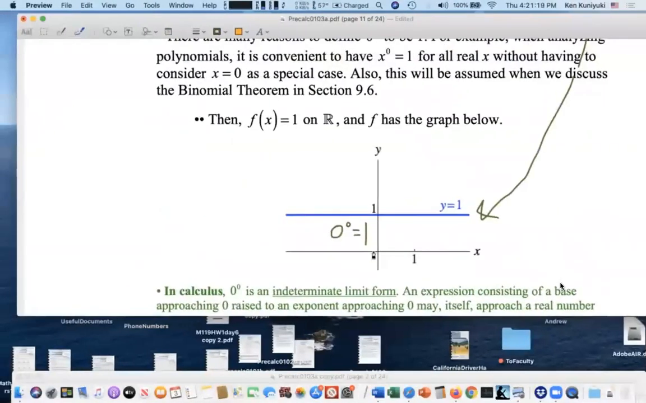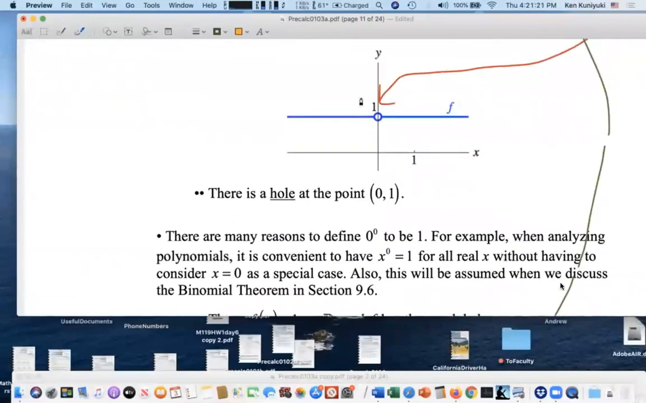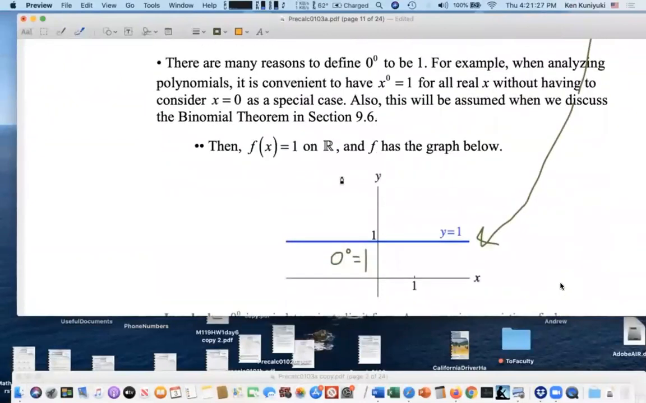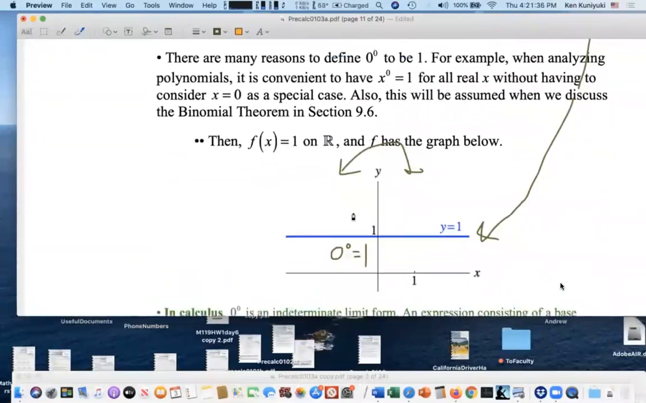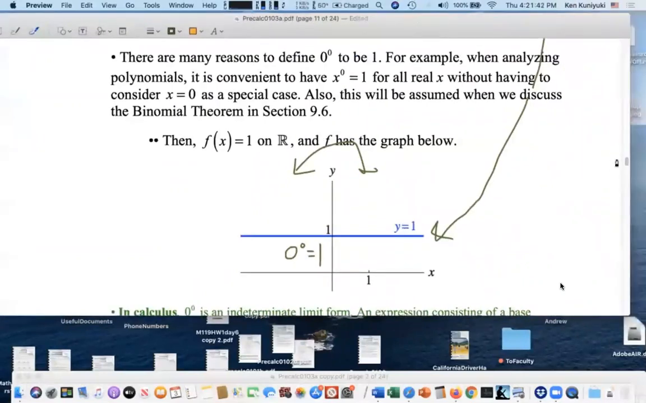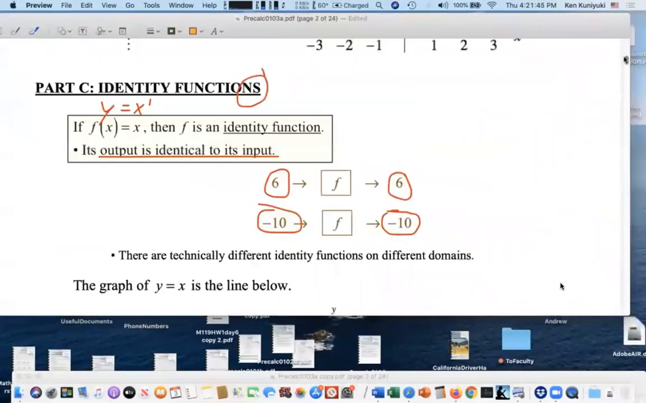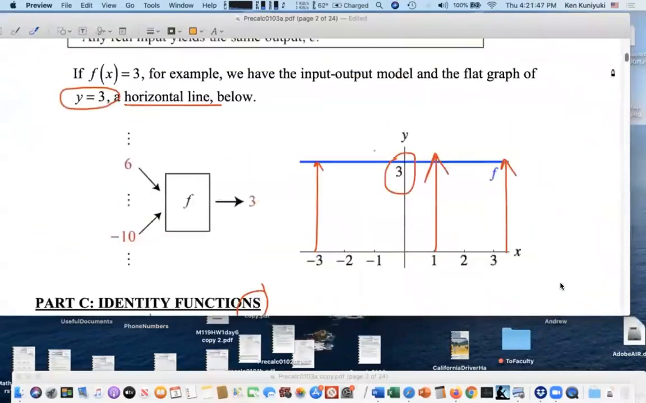In either case, whether there's a hole at 0, 1 or not, we have symmetry about the y-axis. And therefore, in either case, the x to the 0 function is an even function. It's basically a constant function. Remember, constant functions are even. That was true for y equals 1. That was true for y equals 3, all the way up here. All constant functions are even.